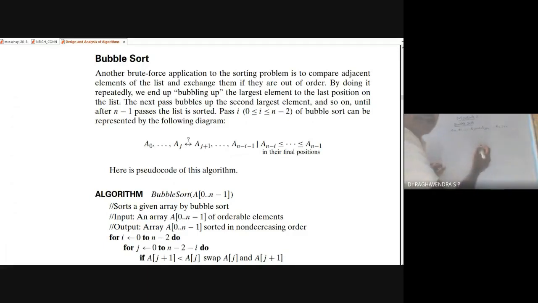So it will continue up to an, or an minus 1. This means we have to make the comparison between the adjacent elements. We keep comparing with the elements next to each other. So this type of sorting is called bubble sorting.